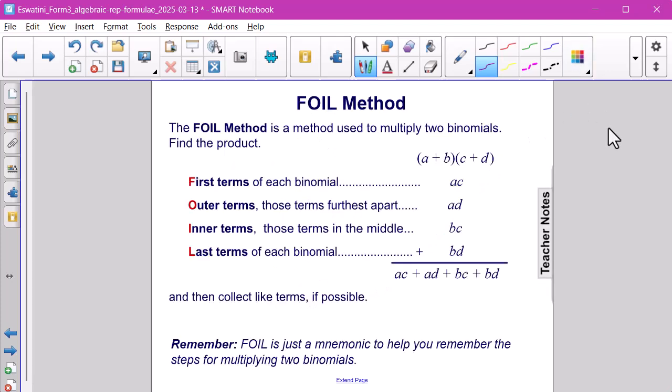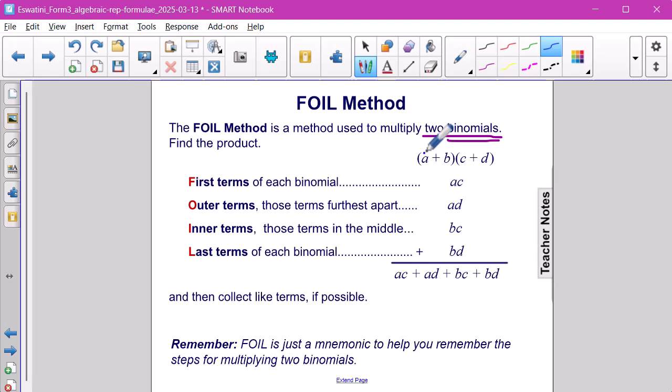Now let's discuss what's called the FOIL method. It's a method used to multiply two binomials, specifically binomials, together. And what makes a binomial is when it has two terms only in it. So a plus b is a binomial. c plus d is a binomial because each one has two terms.